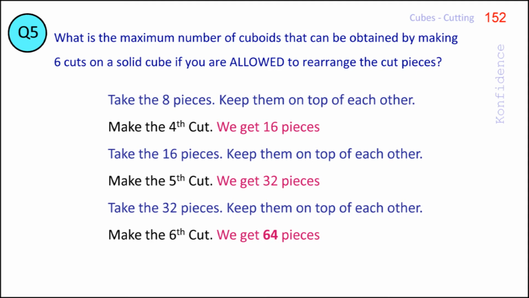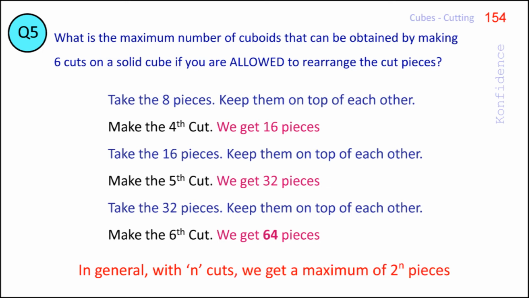We can see that the number of cuboids obtained when we are allowed to rearrange the cut pieces, 64, is much larger than the number of cuboids obtained when we are not allowed to rearrange the cut pieces, which was 27. Again observe that 64 is nothing but 2 raised to 6, where 6 is the number of cuts. In general, when we are allowed to rearrange the cut pieces, the number of cuboids we get is 2 raised to n, where n is the number of cuts.